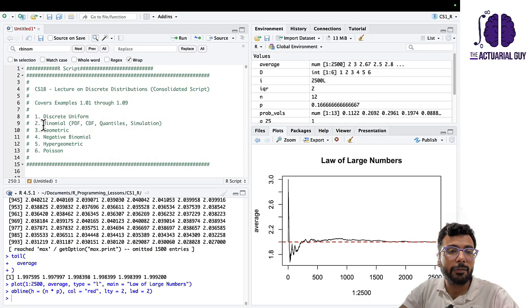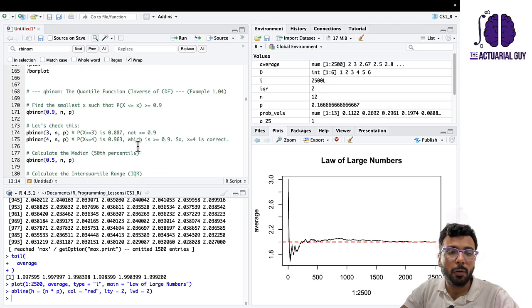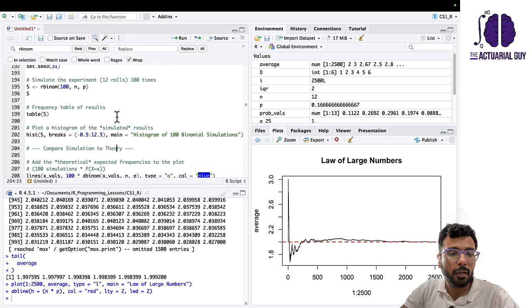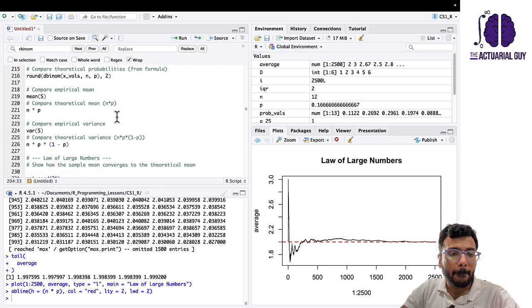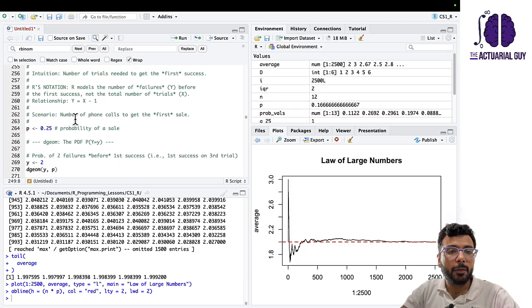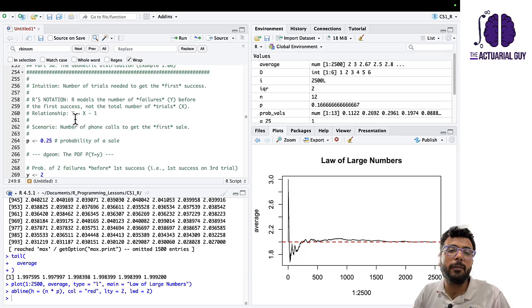So now we have covered discrete uniform, and we have covered binomial. Let's get to geometric, negative binomial, hypergeometric, and Poisson. So all of this binom and the law of large numbers is done. Okay, geometric distribution. So what does a geometric distribution represent? We know it represents the number of trials needed to get the first success.